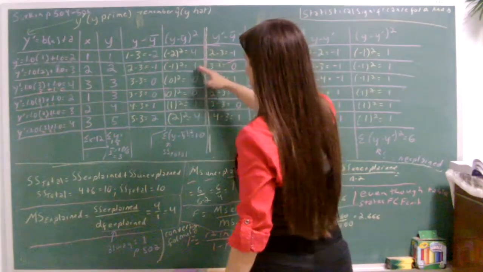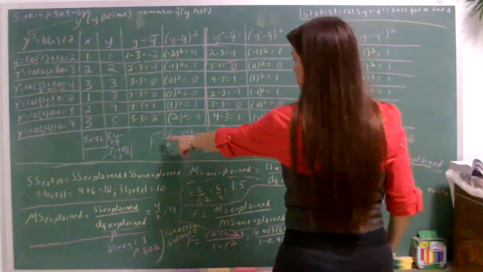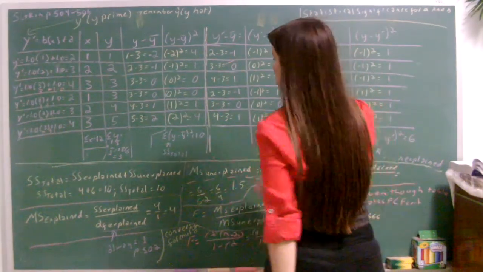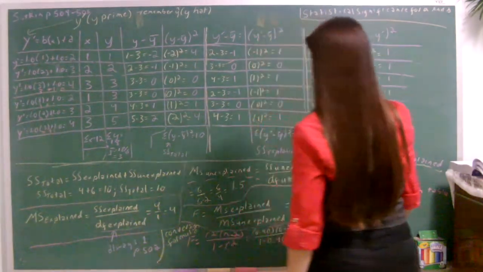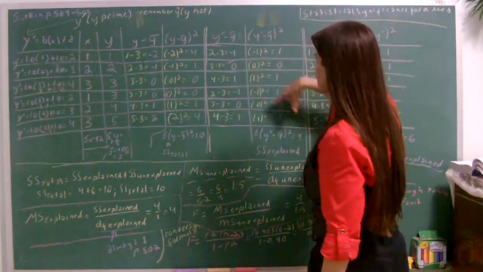We add all these together. 4 plus 1 plus 0 plus 0 plus 1 plus 4 equals the summation of y minus the mean of y, squared, equals 10. That's your sum of squares total, SS total. Okay? Now for the next one, to figure out your SS explained.